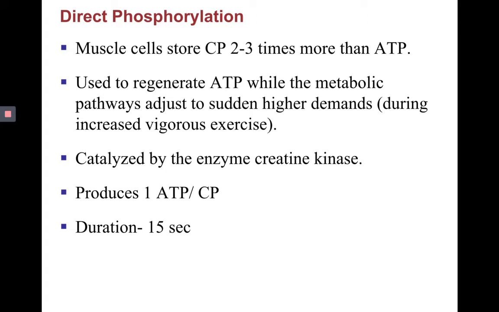So we would use pretty much direct phosphorylation to generate ATP while the metabolic pathways adjust to the sudden higher demands. So if you go from sitting down to suddenly running, then we're going to use creatine phosphate first before your muscles are prepared to use the aerobic mechanism of cellular respiration. And that works great because we can get ATP again really quickly, 15 seconds. We don't get much for our use of creatine phosphate as the energy source.